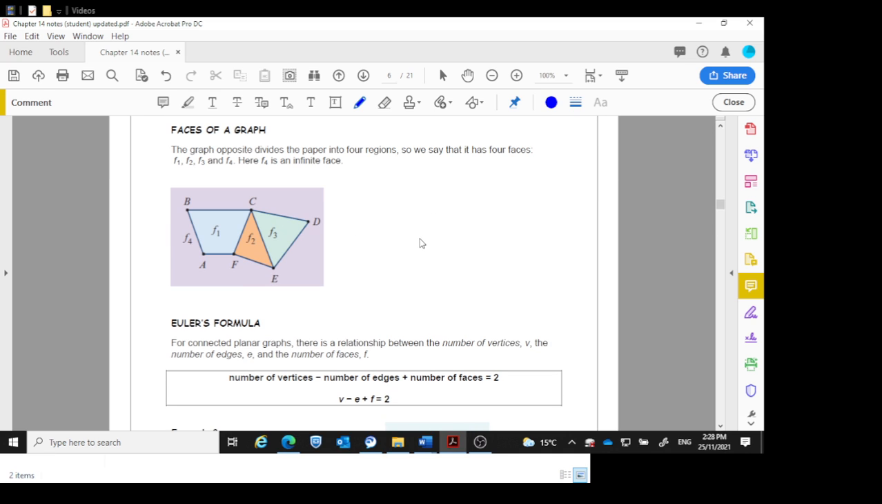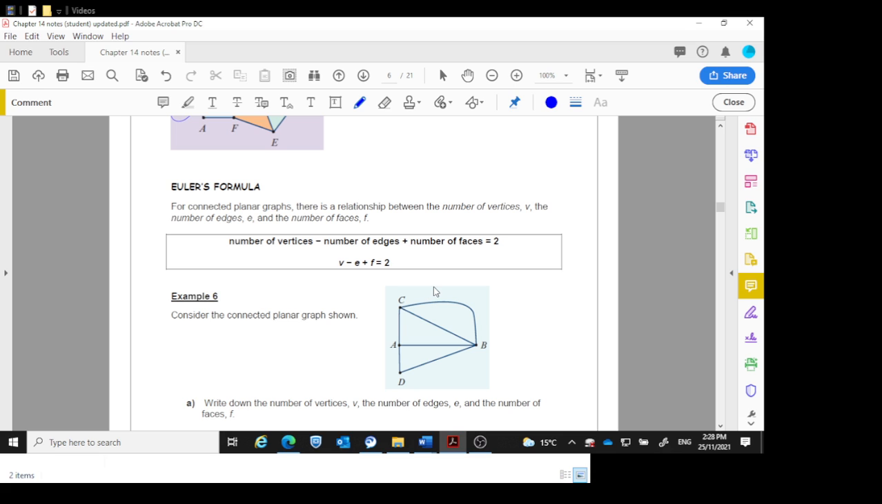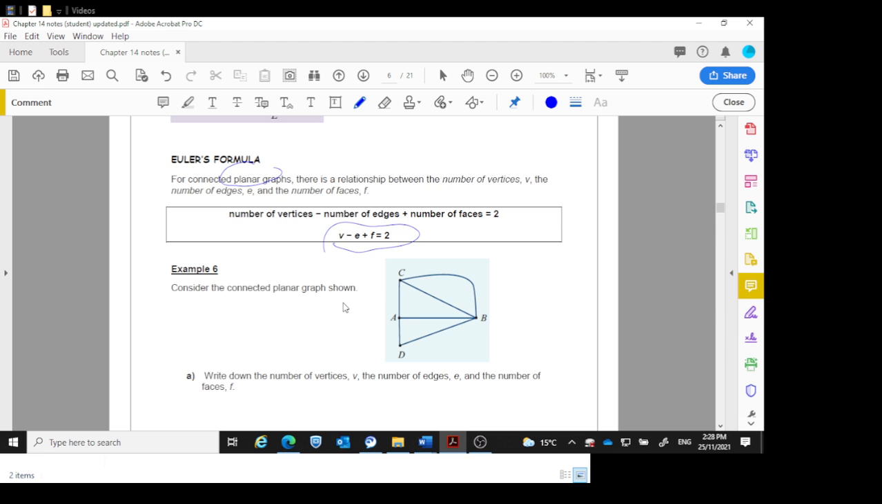Faces of a graph. Okay, faces are how many sections there are. Of course, it has to be a planar graph first. We can't make it into not a planar graph because then we won't have it. So here we've got a section, 2, 3, and then we count the outside, 4. And we have Euler's formula. This only holds true for planar graphs. Okay, and the rule says vertices minus edges plus faces has to equal 2.